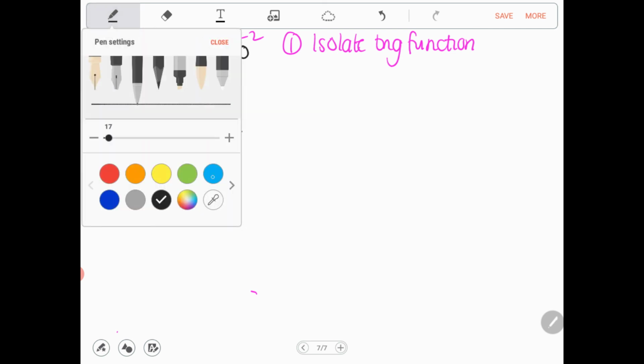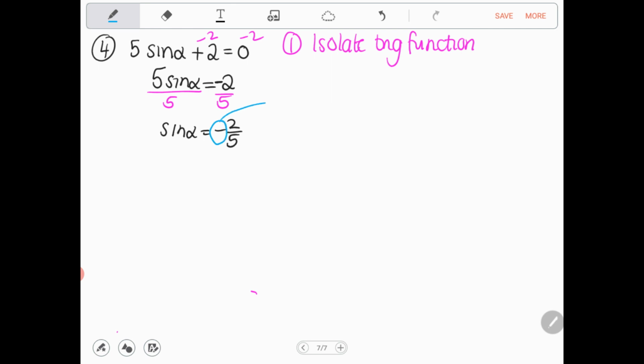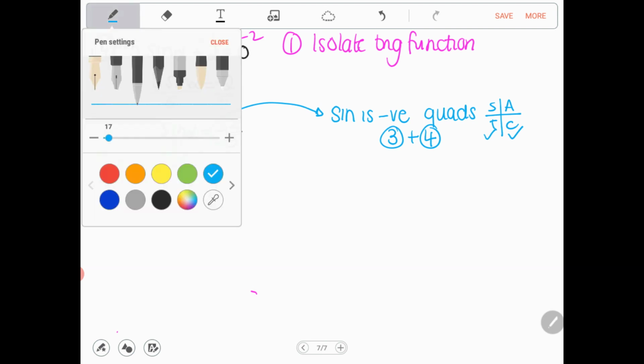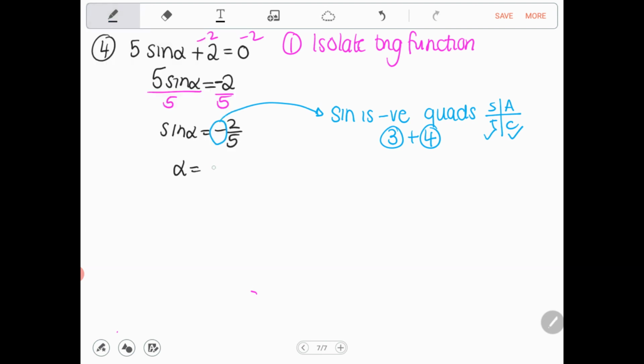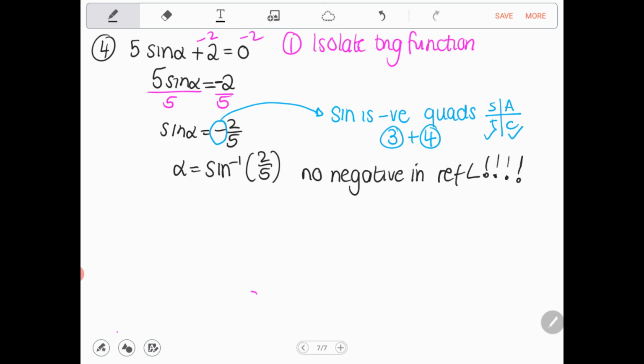All right, so let's just check here. Sine is negative. So which quadrants are we in? It would be quadrants 3 and 4. And now we jump the sign over, and remember, no negative in the reference angle. Don't put the negative in there. You're going to get the wrong reference angle.